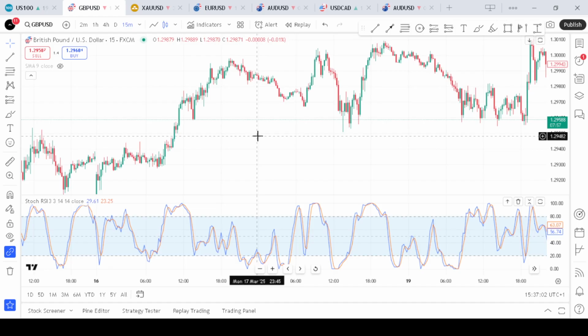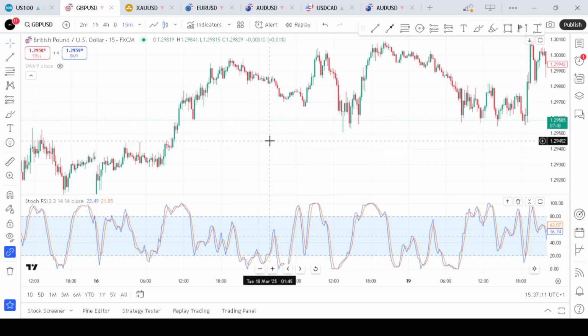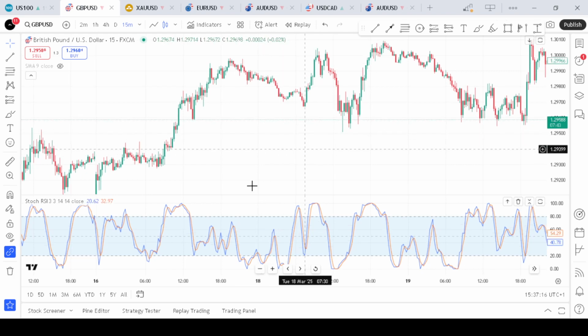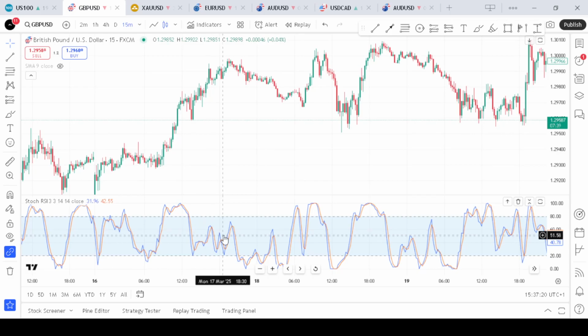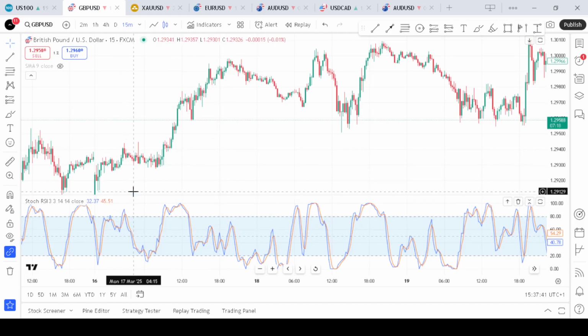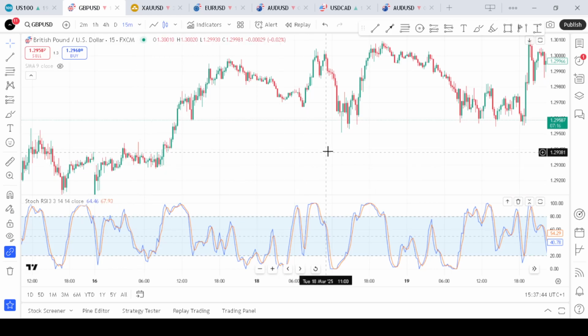Now, what is the Stochastic RSI? The Stoch RSI is a technical analysis tool that combines the strength of the RSI, which is the Relative Strength Index, and the stochastic oscillator. It was developed by Stanley Kroll and Tushar Chande in 1994, two technical traders, with the aim of providing more sensitive signals for overbought and oversold conditions. So let's see how we can trade using the Stochastic RSI for a day trading strategy.